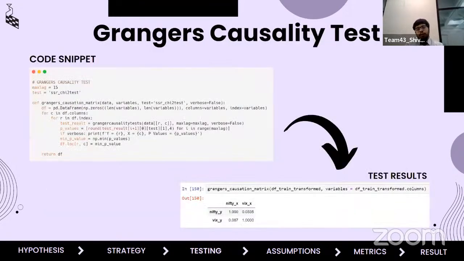We now use the Granger causality test to establish whether one time series is useful in forecasting the other. Looking at the test results, we see that the p-value for predicting Nifty using VIX is 0.03, while for Nifty predicting VIX it's 0.08. So using a significance level of 0.05, we conclude that the VIX series causes the Nifty time series to move, but not the other way around. So Nifty does not cause the VIX to move.